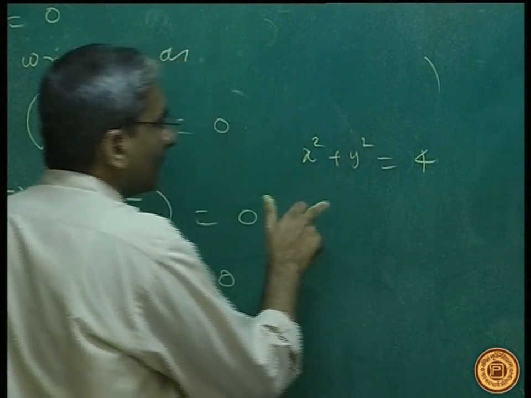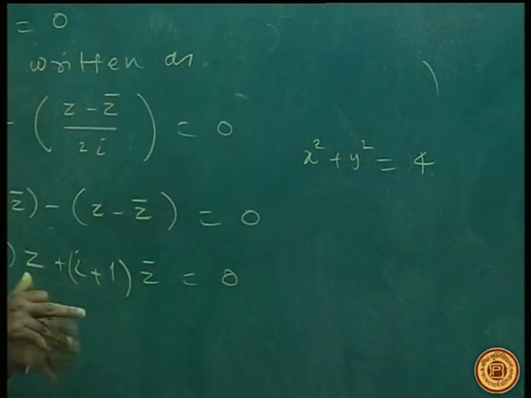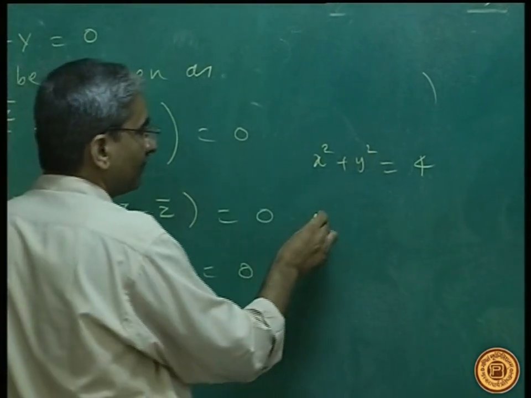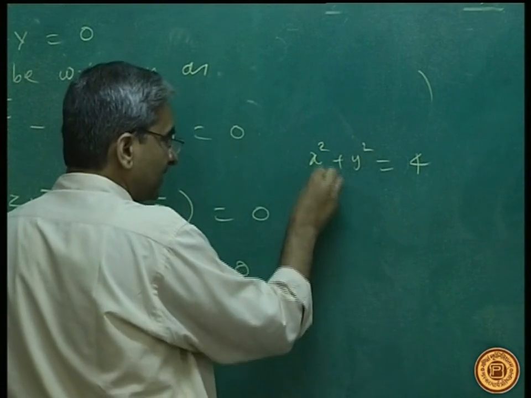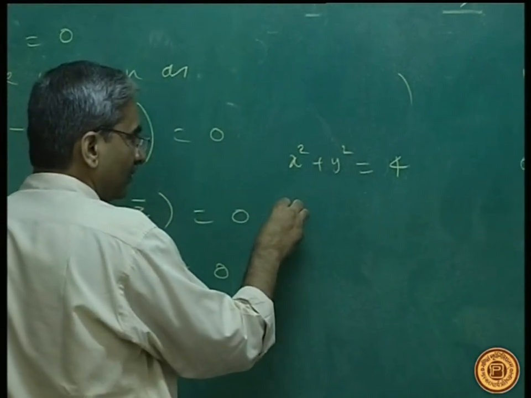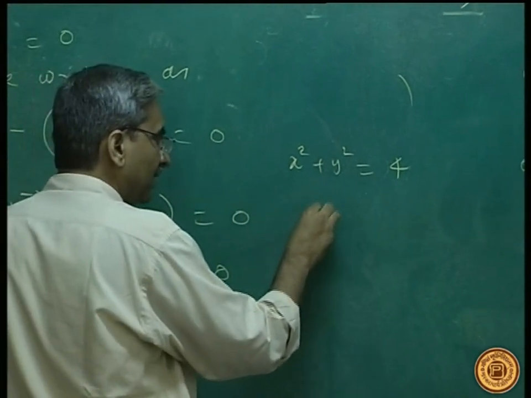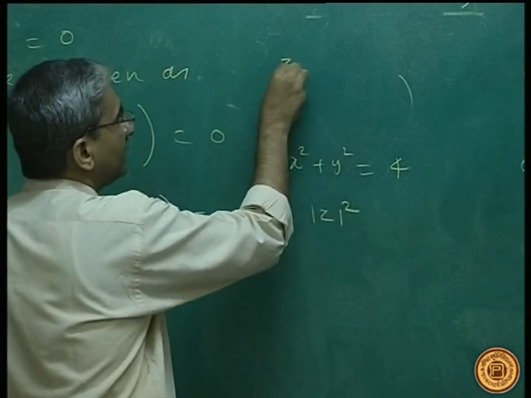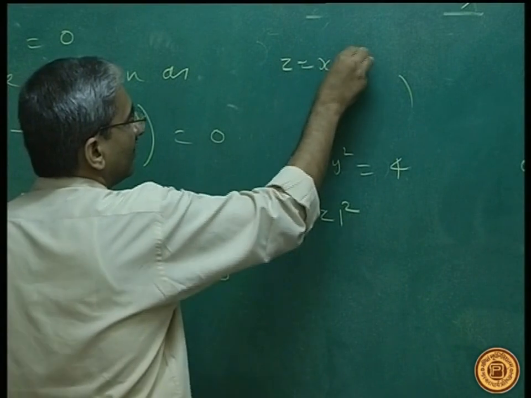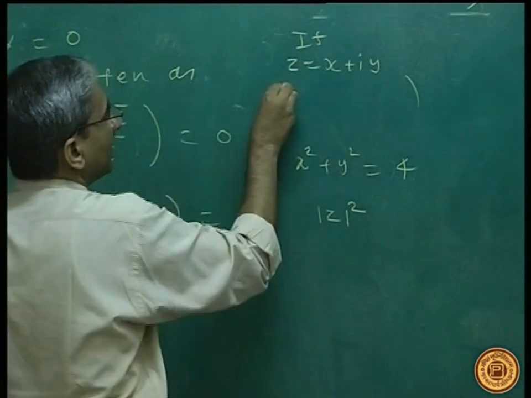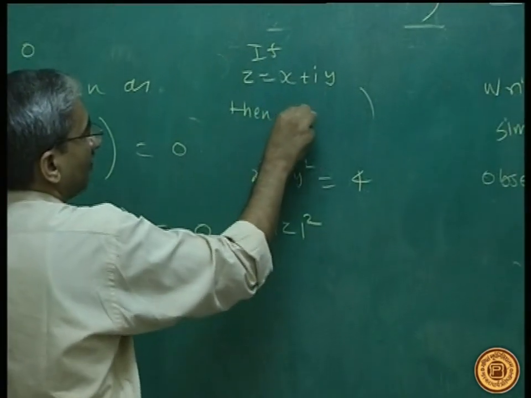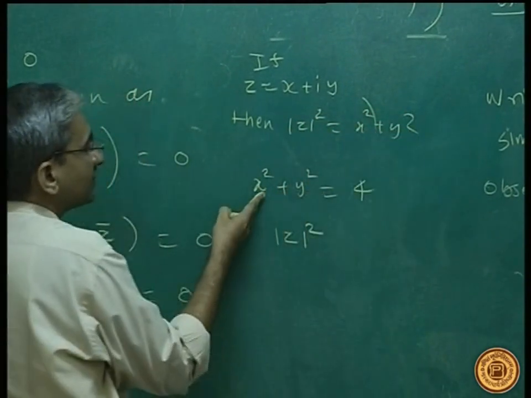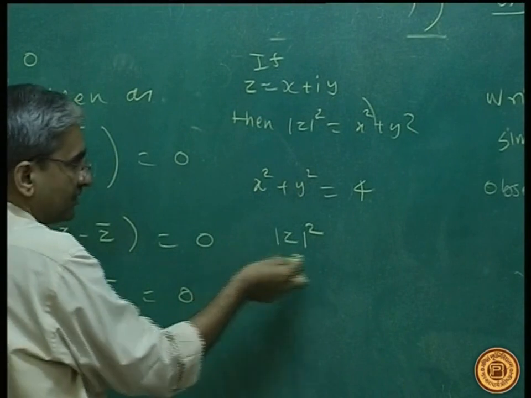Of course, sometimes we can directly substitute for an expression like x square plus y square. I can always write ((z + z bar)/2) whole square, okay. But then I know that mod z square is x square plus y square, if z is x plus iy. So if z is x plus iy, then mod z square is x square plus y square. So x square plus y square I can directly write as mod z square.